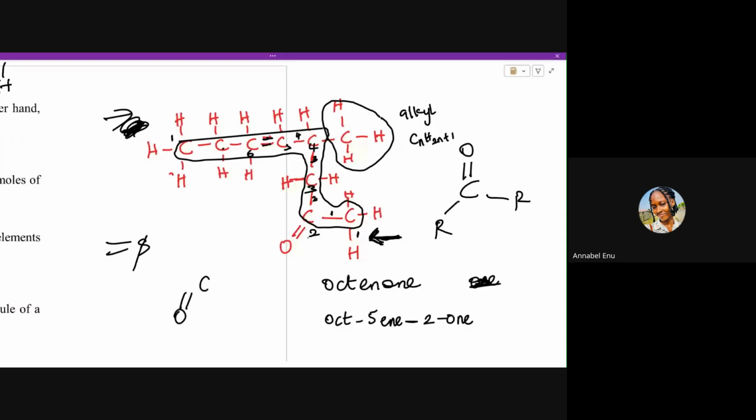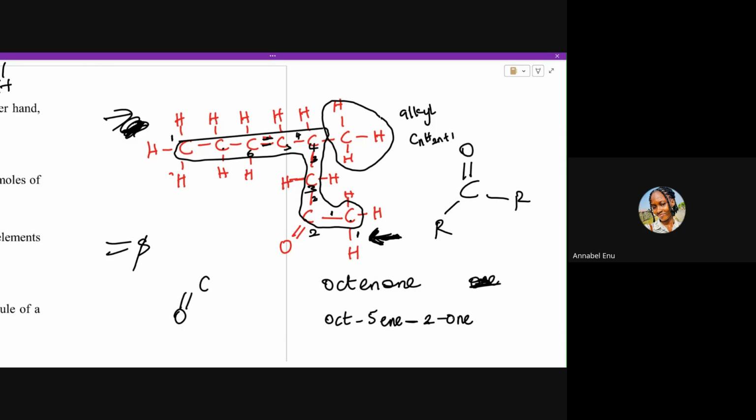So since we have started counting from this side, because of the ketone functional group, we'll continue counting from this side in any counting we are doing. We don't change sides. We'll continue counting from this side in every counting that concerns this structure. So when we want to count the position where the "one" is, we'll count from this side, which is carbon 1, carbon 2. The carbon that has the functional group ketone is in number 2. That is why it is 2-one.